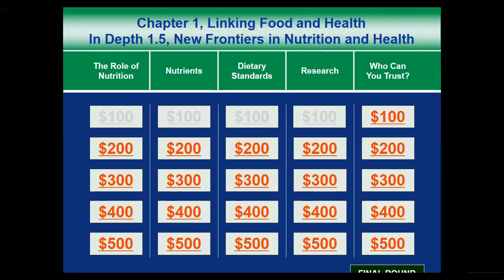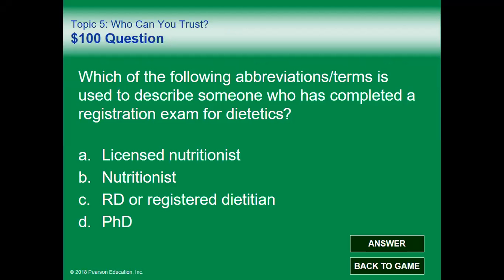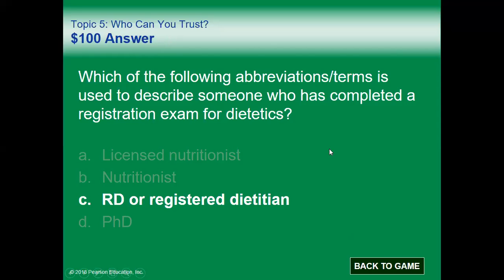Which of the following abbreviations or terms is used to describe someone who has completed a registration exam for dietetics? C, is it C? C. Okay, C, registered dietitian.